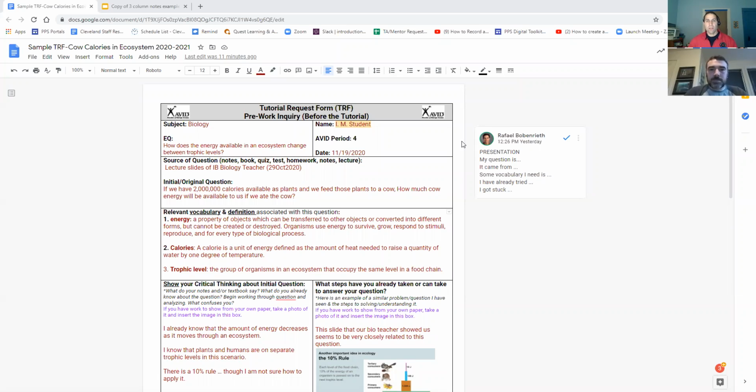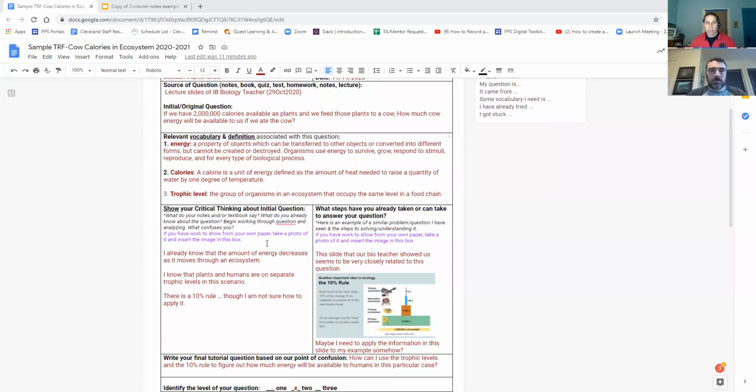So I can present first my TRF question. My question is, if we have 2 million calories available as plants and we feed those plants to a cow, how much cow energy will be available to us if we ate the cow? This question came from lecture slides from my biology teacher. Some of the vocabulary I need, the big one I was looking at, was trophic level, and that's a group of organisms in an ecosystem that occupy the same level in a food chain.